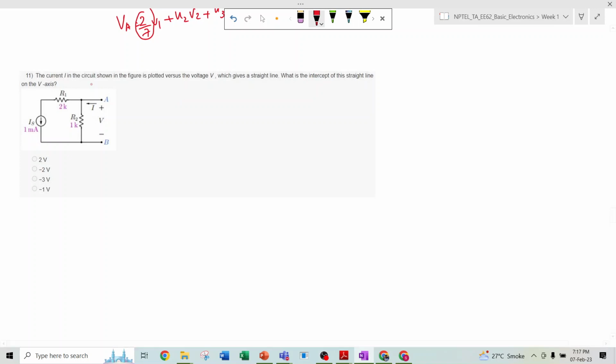The current I in the circuit shown in the figure is plotted versus the voltage V, which gives a straight line. What is the intercept of the straight line on the V axis? So here the circuit is like this: this is the 1 milliampere, here we have 2K, here you have 1K, plus minus V, and that is I. This point is A and this point is B.